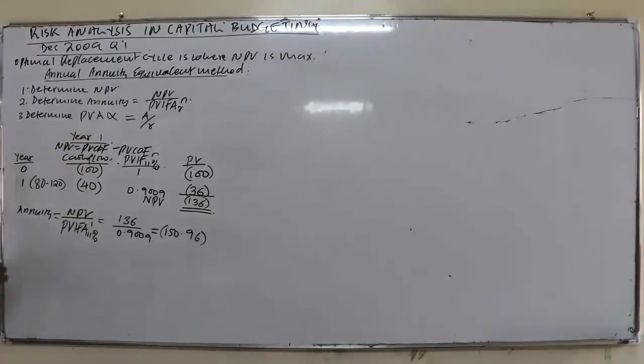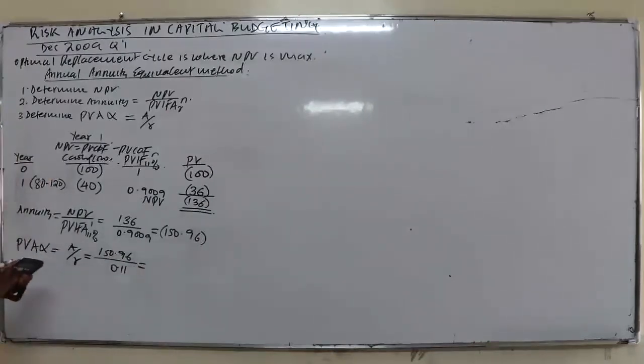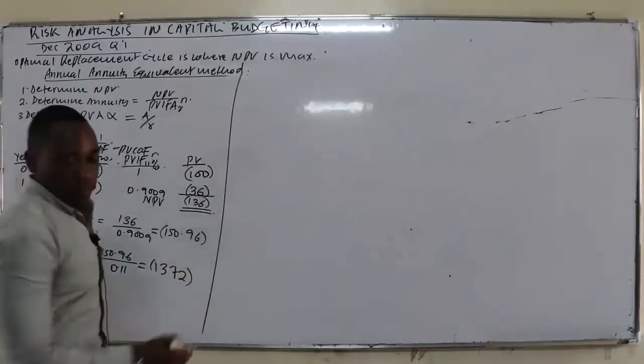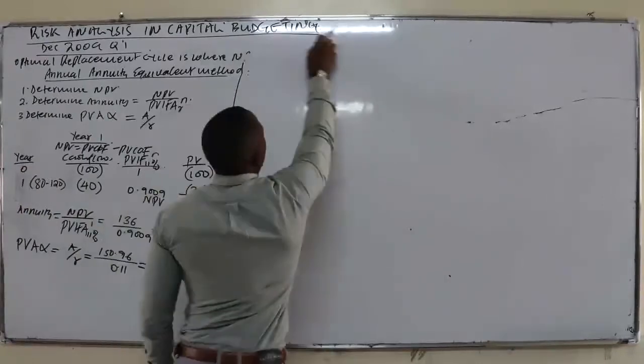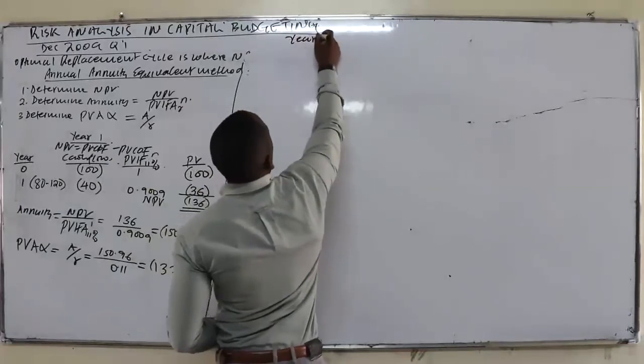Then the third step, you determine the present value of an annuity until infinity. In this case, you take the annuity over R. Our annuity is 150.96, a negative. You divide by R, and our rate in this case was 11%, so divided by 0.11. In this case, you have 1372, but a negative. So let's go to the second step, in year 2, sorry.